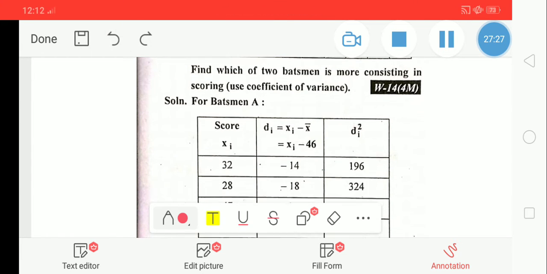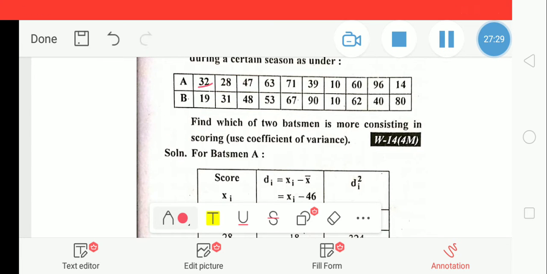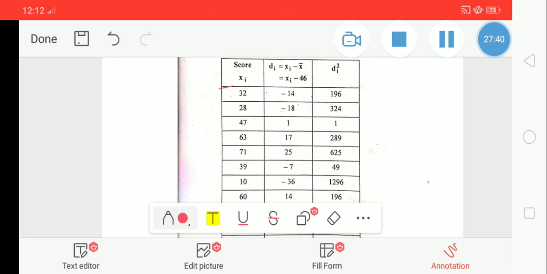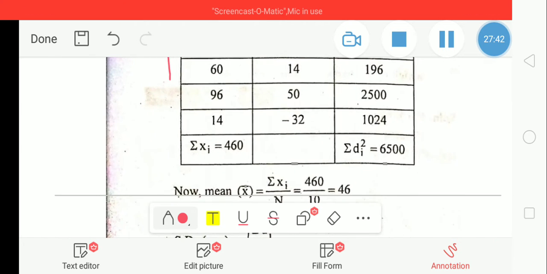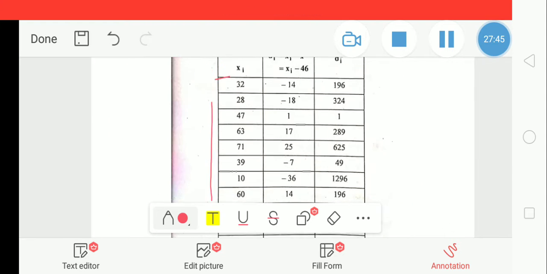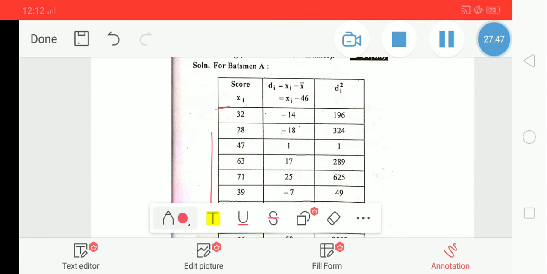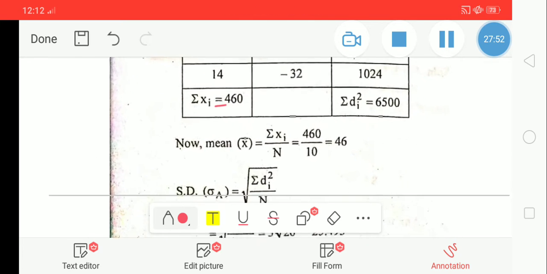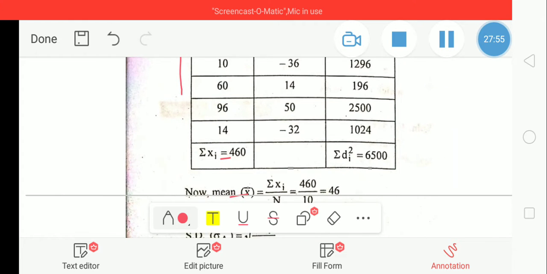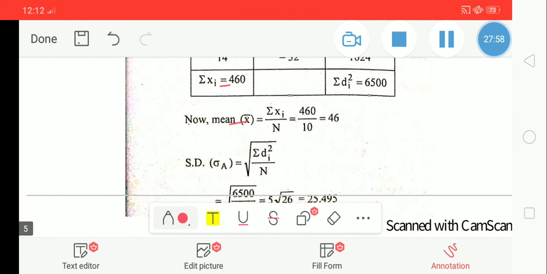So for batsman A, the score is 32, 28, 47, 63, 71, 39, 10, 60, 96 and 40. That is xi that is given. So summation of xi is 460. Now di means xi minus x bar. We know that x bar, here the value is 10 times, so 460 divided by 10, that is the mean, 46.